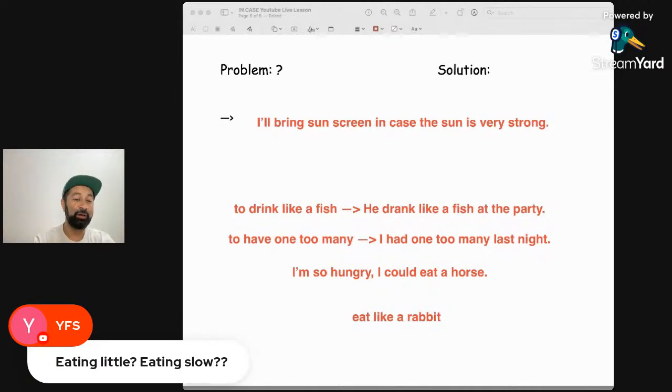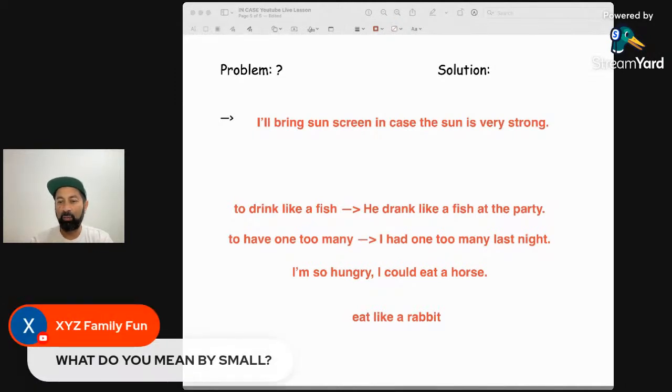Eating little, eating slow. Eat like a rabbit. Maybe eating a little, I could use eat like a rabbit. But actually, eat like a rabbit is you're eating a lot of lettuce and salads and raw vegetables. The image of rabbits is they eat lettuce, they eat carrots. So if you're eating a lot of salads and only lettuce, only carrots and celery and things like that, someone might say, "Oh, you eat like a rabbit." So that means you're eating similar to a rabbit. They're eating just salads.